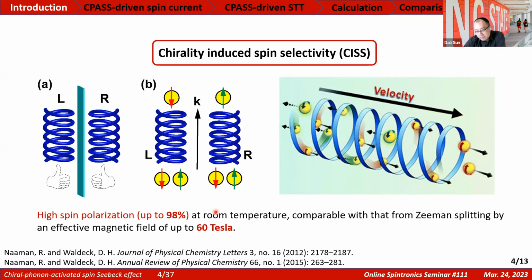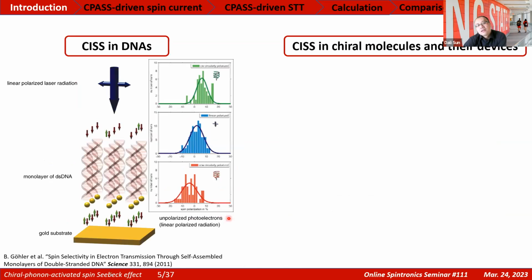And if you calculate the Zeeman splitting by effective magnetic field, it is almost 90 Tesla to achieve such an effect. So once the effect was reported, including many studies in DNA and chiral molecules, it really introduced a new mechanism, a spin current. The first real CISS work was demonstrated in the DNA system back in 2011, published in Science.